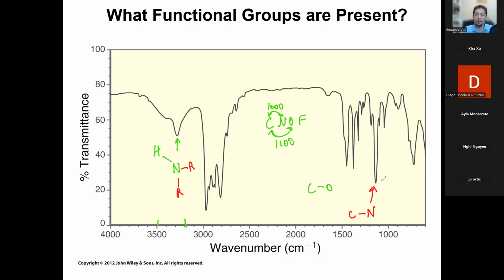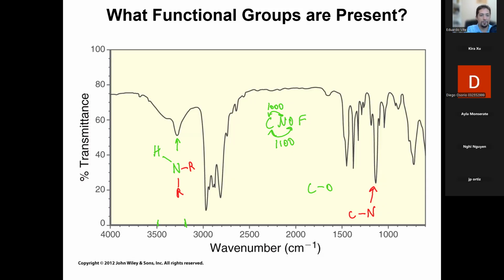Is it a bend? Is it a stretch? I want to say it's a stretch, but I'm not really sure. So as long as you tell me that that's carbon-nitrogen, that should be good. You see? And so you can make predictions too, just based on the polarities of other functional groups as well.